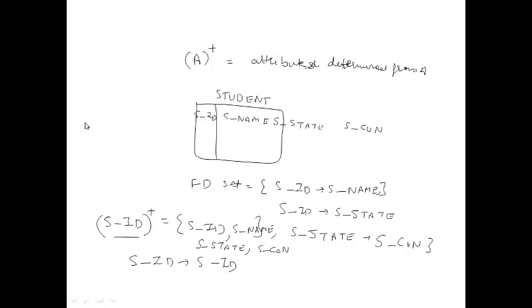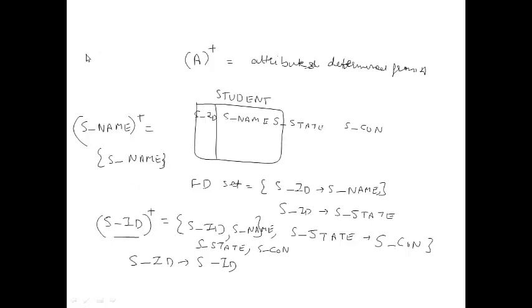So if we see the attribute closure of student name, how will I check? I will add student name because of trivial FD. From student name, I cannot determine any other attribute because student name is not on the left hand side of any FD. So the attribute closure of student name will be student name only.